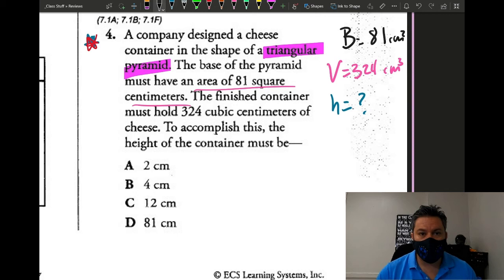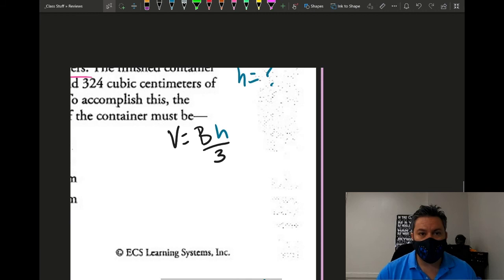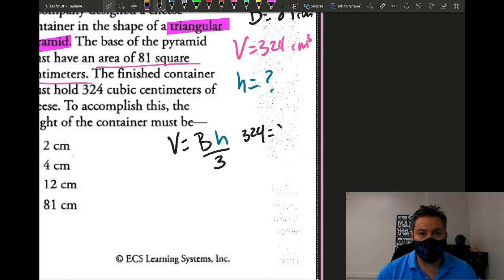Again, let's look at our formula. V equals big B times h. We're looking for h. Don't forget, divide by 3, right? Let's go ahead and sub the values in that we know. So for V, it's going to be 324. For uppercase B, the area of the base is how much? 81. We need to find the height. But we gotta divide by 3. So this is what I'm gonna be working with, okay?